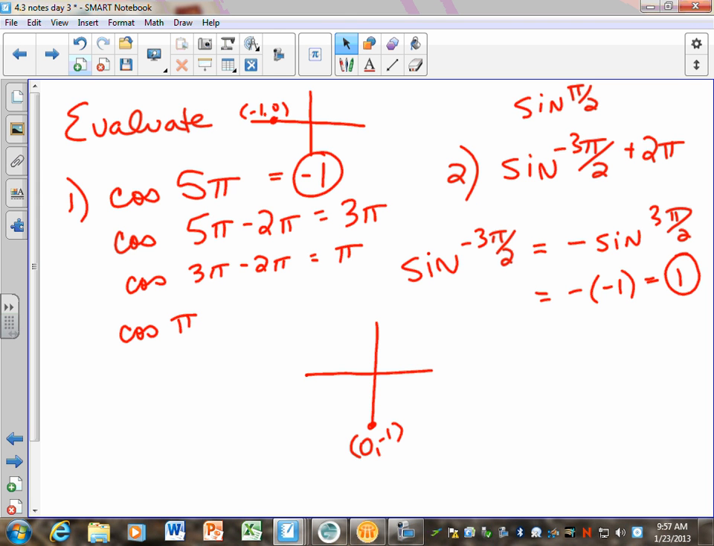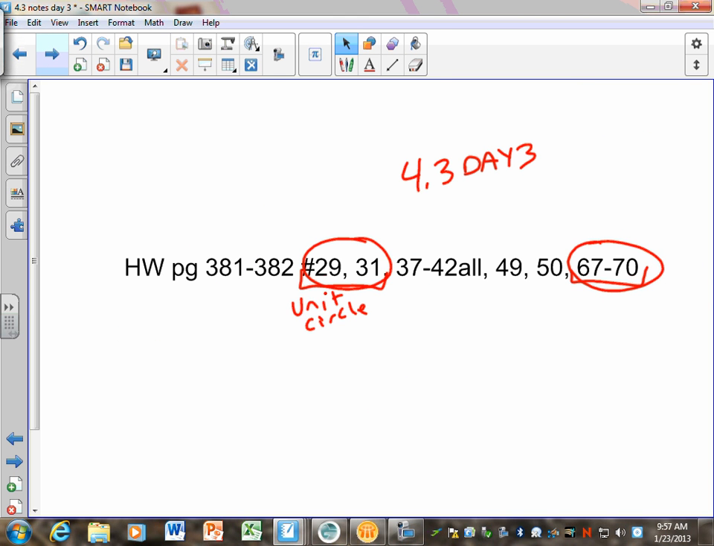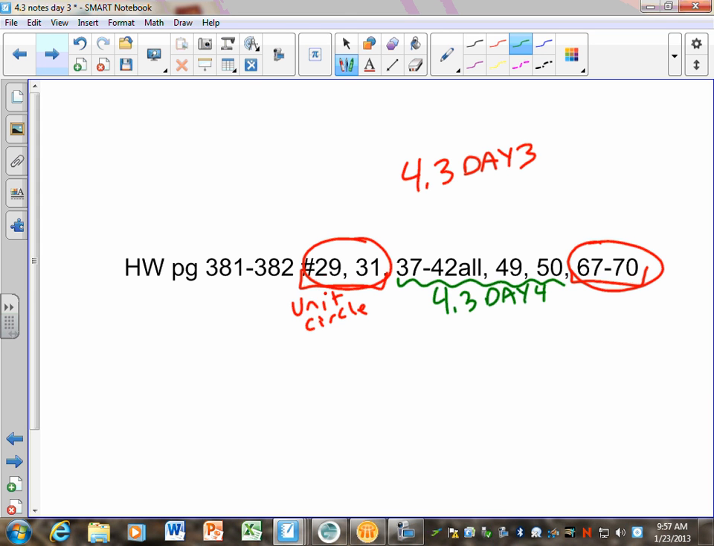This is it. This is the last new stuff before we're going to have a test. Which means I think we just need to finish the homework. Like day 3, you were supposed to do 29, 31, and 67 through 70. If you haven't done that, you need to finish it. But I believe we could call this day 3 part B, or we could just call this 4-3 day 4. On your homework sheet, it's only listed as 3 days, so it's kind of a bit confusing. But you need to finish this up today.